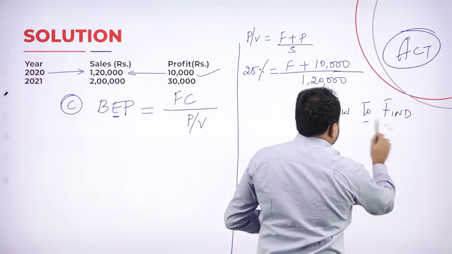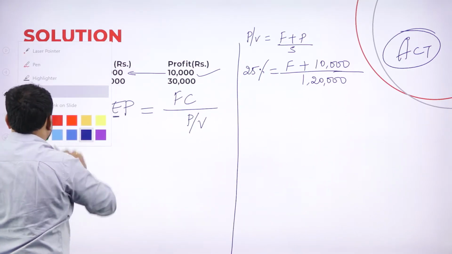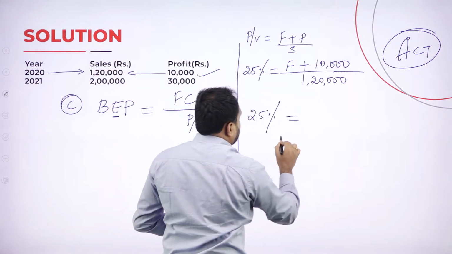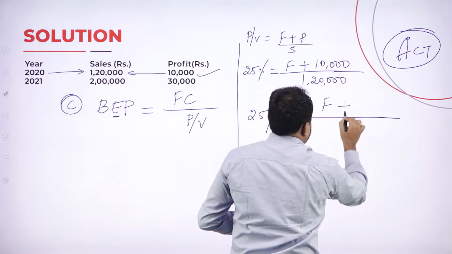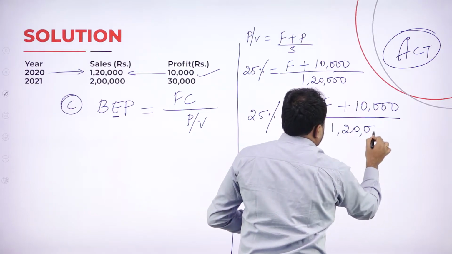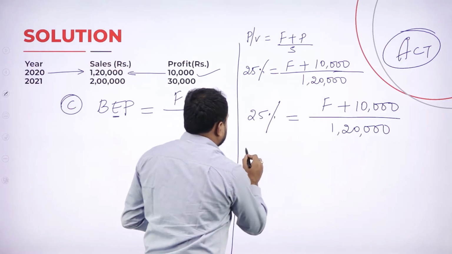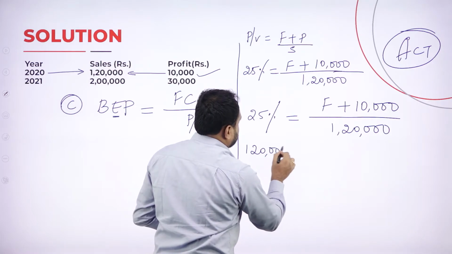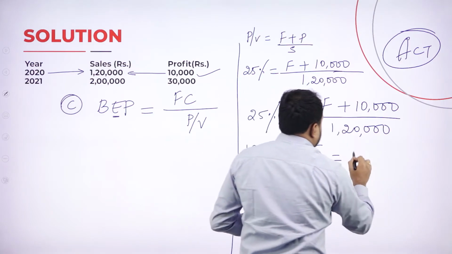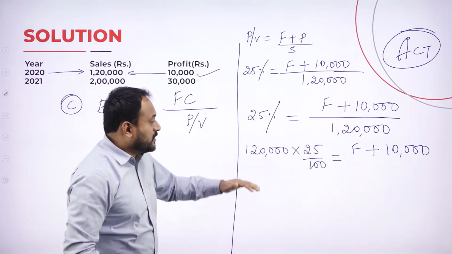How to find fixed cost? This is what we are supposed to do here. Now 25% is equal to F I don't know plus 10,000, and here 1,20,000 we have written. I'll show you how to go with the cross multiply. This 1,20,000 will come here, so 1,20,000 into 25 by 100 is equal to F plus 10,000. Go with the steps because you will get more marks.